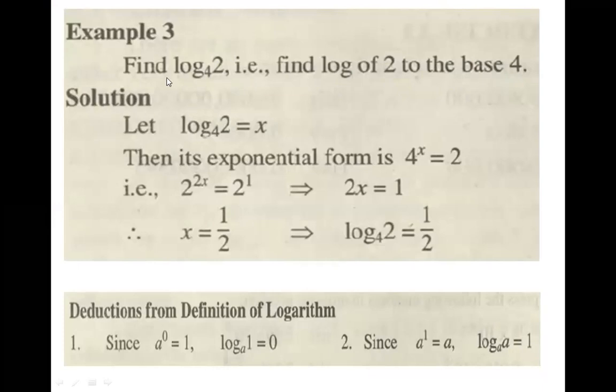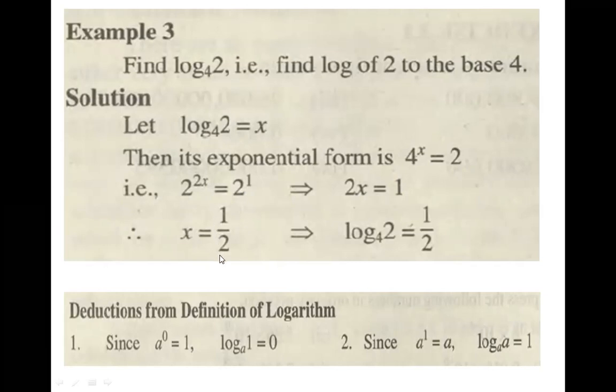Let this given form, log of 2 to the base 4, be equals to x. Now this is the logarithmic form as we learned in the previous slide. First we will write it in the exponential form: 4 raised to power x is equals to 2. Now here 4 raised to power x will be converted into 2 raised to power 2x, is equals to 2, and this 2 may be written as 2 raised to power 1. Now these bases are same, so we will write 2x is equals to 1, and x will be equals to 1 over 2.